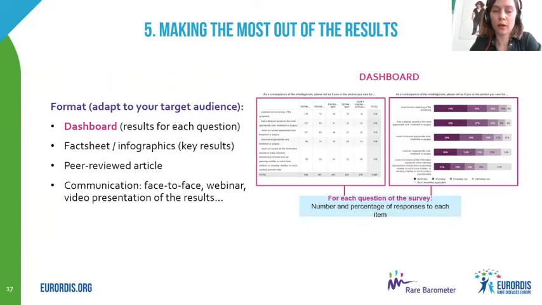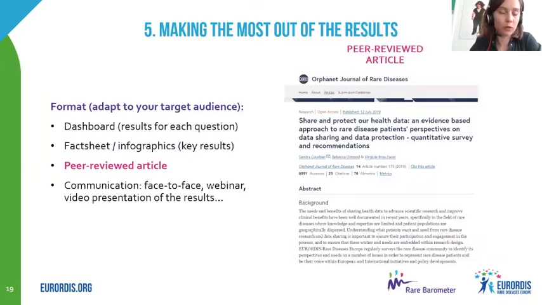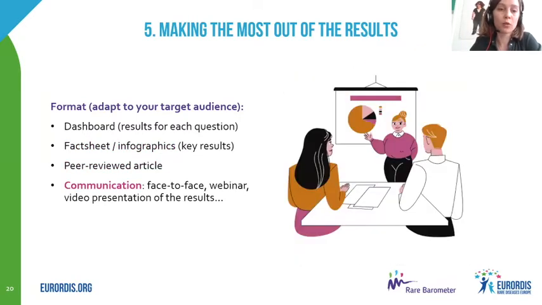you can communicate the results through dashboards. You can do it through fact sheets where you have key results, and if you go to the Rare Barometer website, you can have examples. You can, of course, write a peer-reviewed article, and you can communicate face-to-face in a webinar or in a video to present your results.